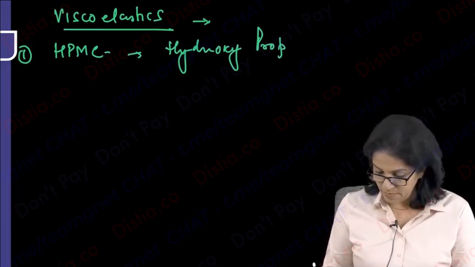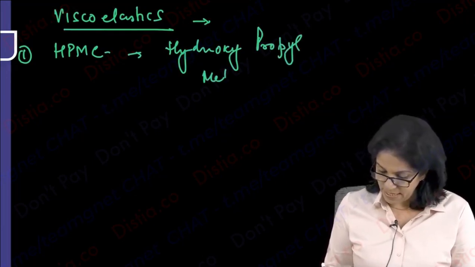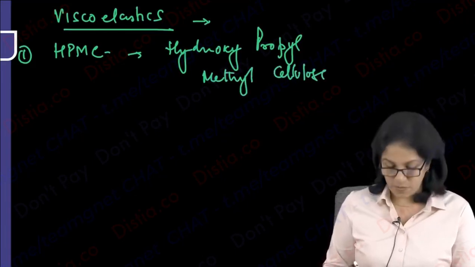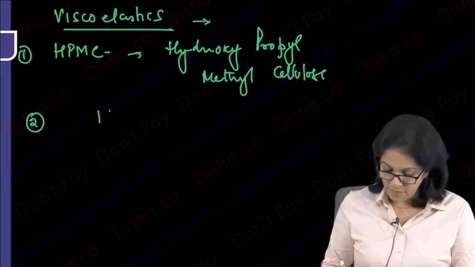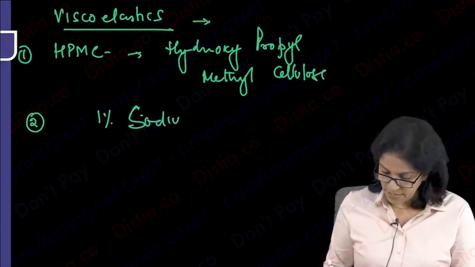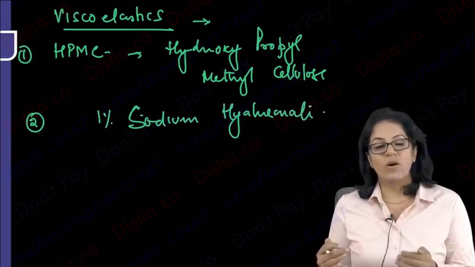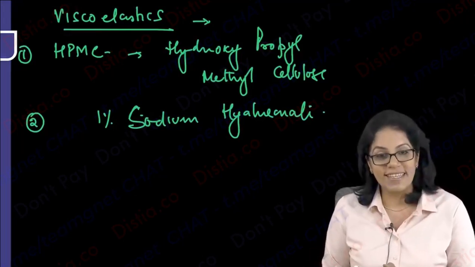And another is hydroxypropyl methyl cellulose, and if you want to go for a more viscous one, this is mainly 1% sodium hyaluronate. Okay, sodium hyaluronate. So these can be the two, you can say, constituents or types of viscoelastics.